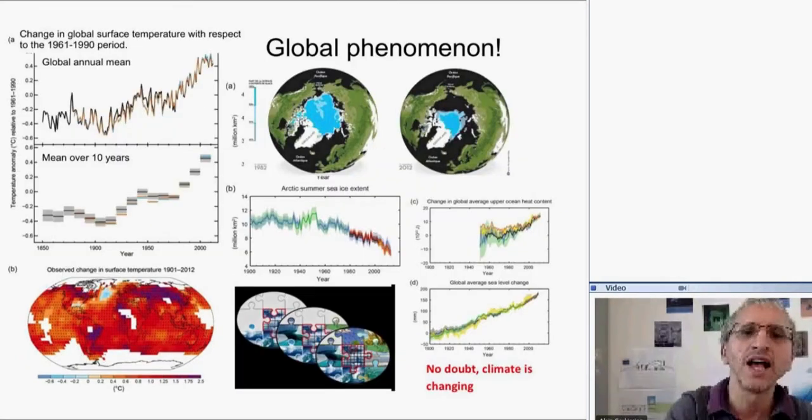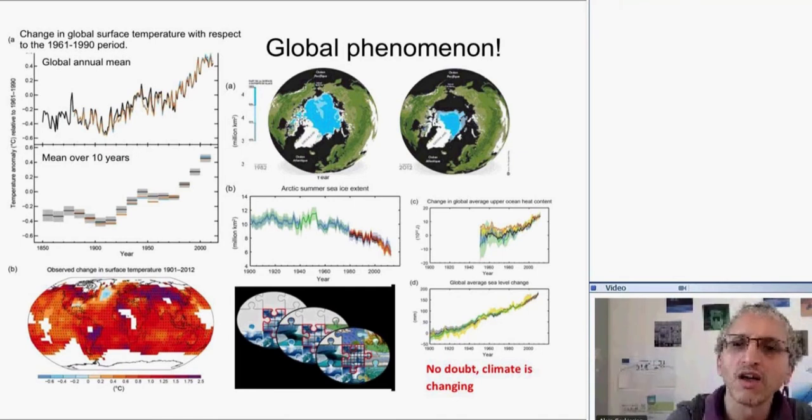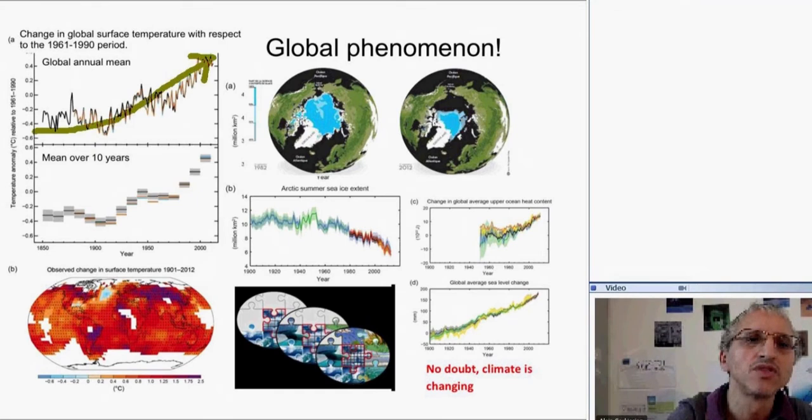And it's a global phenomenon. It's not limited to a specific area. It's everywhere. Here is the global annual mean change in temperature. So you take the temperature for 1 year and you calculate the average and you see this increase.